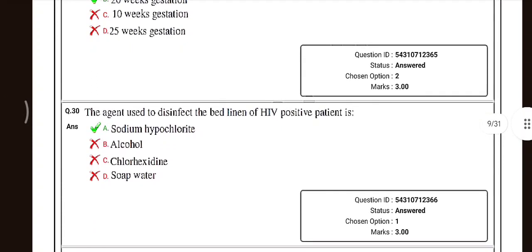The agent used to disinfect the blood linen of an HIV positive patient is sodium hypochlorite, at 1% concentration. Using sodium hypochlorite, the HIV patient's blood linen and any blood spillage should be decontaminated.